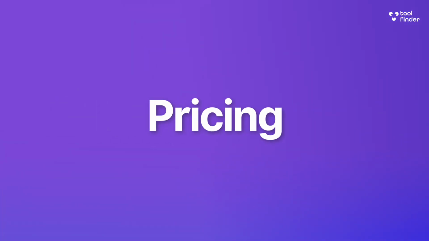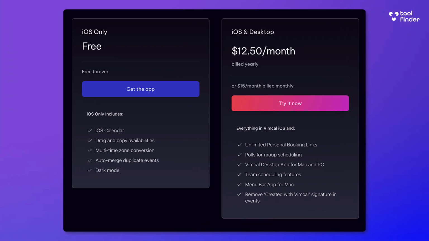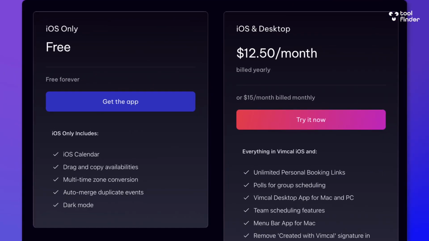So today we're going to look at Vimcal, and the first port of call is looking at pricing. The pricing is available for free and for paid. There's a subscription that is priced at $15 per user per month, slightly cheaper annually, for both the iOS and desktop. And this pretty much gives you access to everything, including the desktop app, personal booking links, and more. Pretty much the whole package.